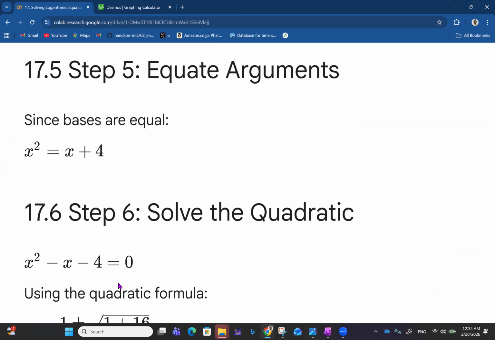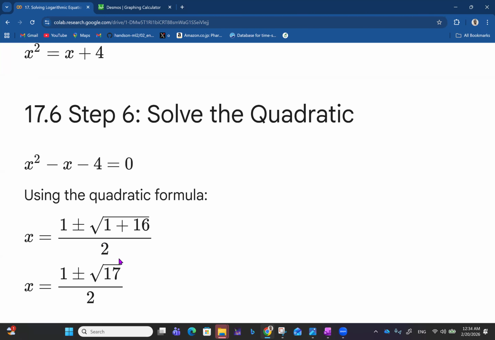So to solve now, you solve the quadratic, which is now x squared minus x minus 4 equals 0. And if you use the quadratic formula, you get x equals minus b, and b here is minus 1. So minus b means minus minus 1, which is 1, plus or minus the square root of b squared, which is minus 1 squared, and that's 1, minus 4ac, that's 4 times 1 times minus 4, that's plus 16. So you have 1 plus or minus the square root of 1 plus 16, over 2. That's x equals 1 plus or minus the square root of 17 all over 2. And that is it.